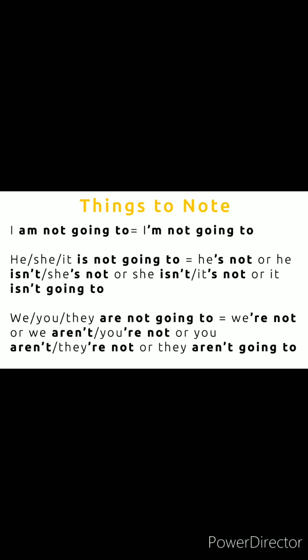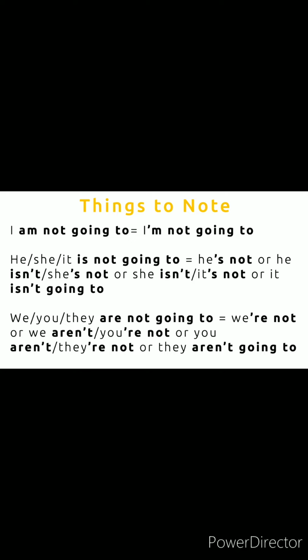For he, she, and it is not going to, we can either contract he and is to become he's not, or we can contract is and not to become he isn't. For example, he's not going to visit Japan, or he isn't going to visit Japan. So the two options mean the same thing. Similarly, we can say she's not, or she isn't going to. It's not, or it isn't going to.